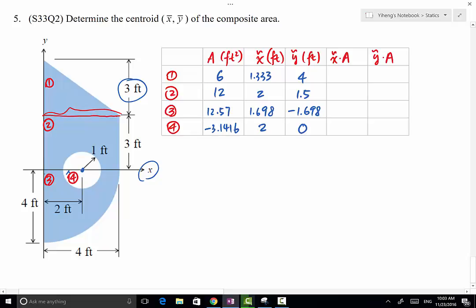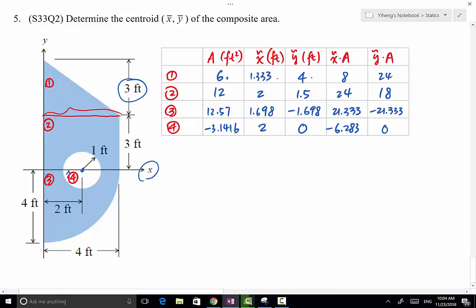So now we're ready to do the calculation of column 4 and 5. So for column 4, we multiply the area and its x tilde value. So we have 8, 24, 21.333, and negative 6.283. And then for the last column, we multiply the area and the y tilde value. So we have 24, 18, negative 21.333, and then 0.